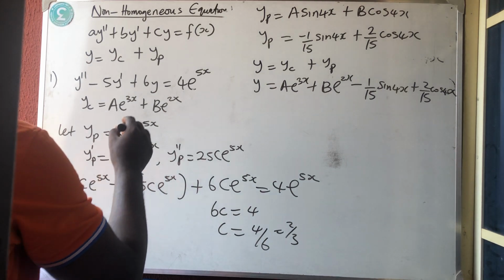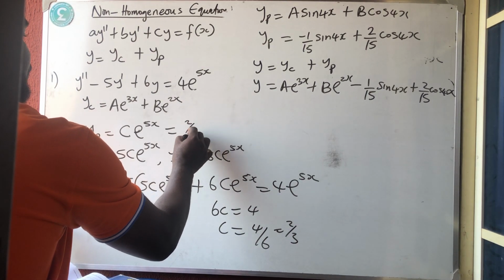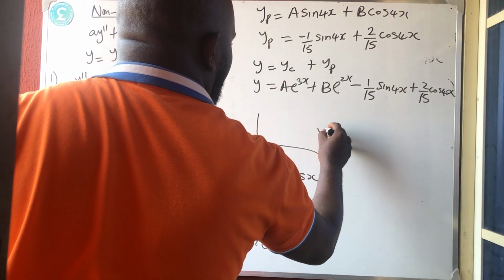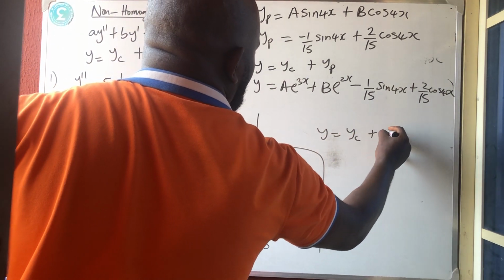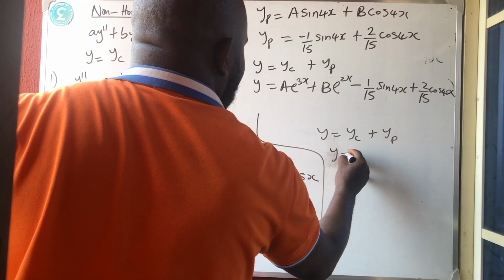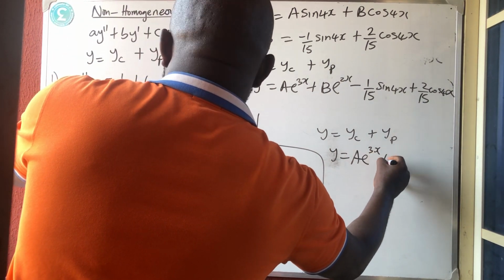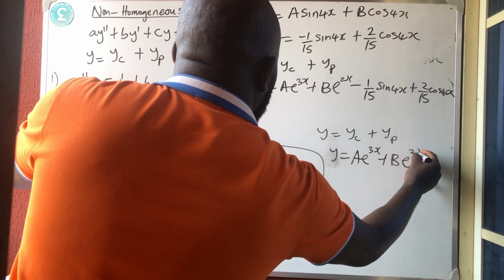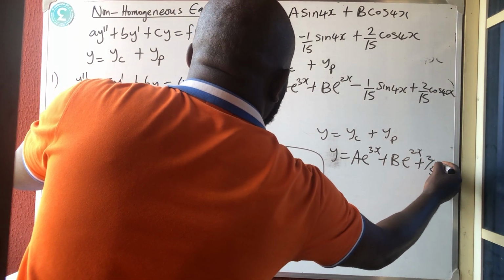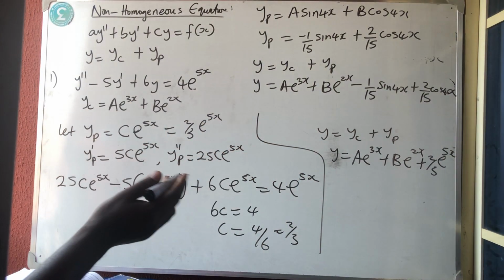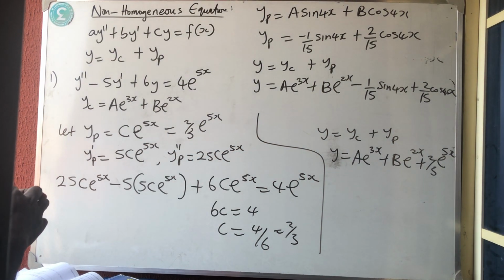Since you have gotten that, your yp is now 2 over 3 e raised to power 5x. So my y is equal to yc plus yp, which is A e raised to power 3x plus B e raised to power 2x, plus 2 over 3 e raised to power 5x. Okay, so that is that.